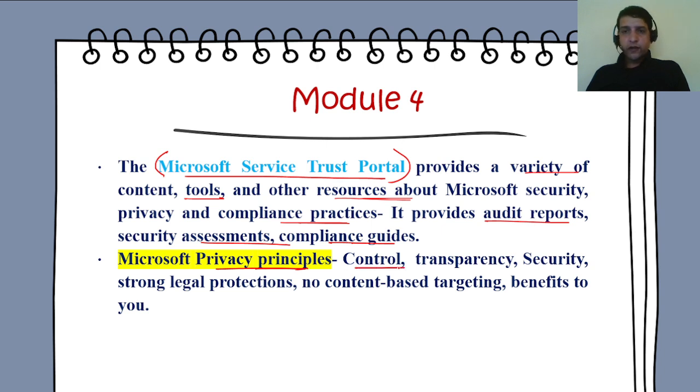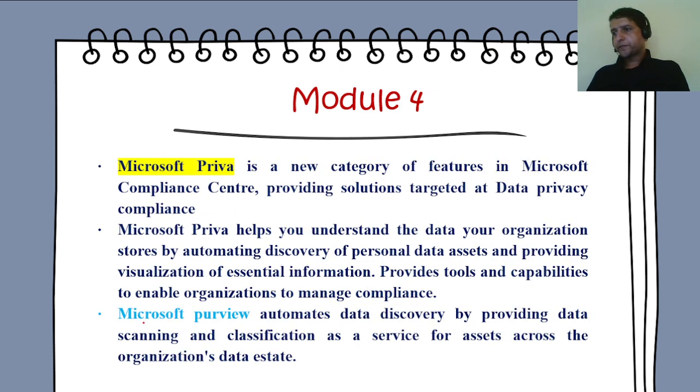They will ask a question where you need to pick from some options. So these are the privacy principles: control, transparency, security, strong legal protection, no content-based targeting, and benefits to you as a customer. Now, what is Microsoft Priva? It's a new category of features in the Microsoft compliance center, providing solutions targeted at data privacy. Priva comes from privacy, right? It helps you understand the data your organization stores by automating discovery of personal data assets and providing visualization of essential information, and provides tools and capabilities to enable organizations to manage compliance.